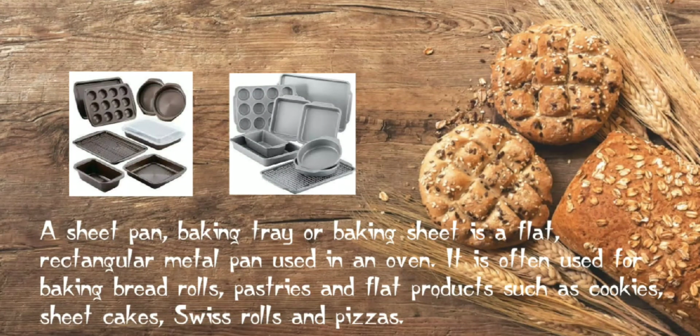Baking pan, also called a sheet pan, baking tray, or baking sheet, is a flat rectangular metal pan used in an oven. It is often used for baking bread, rolls, pastry, and flat products such as cookies, sheet cakes, swiss rolls, and pizza.